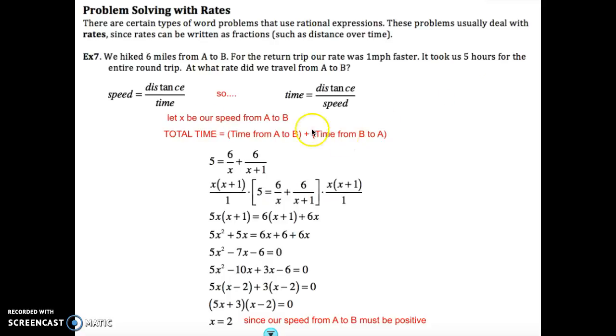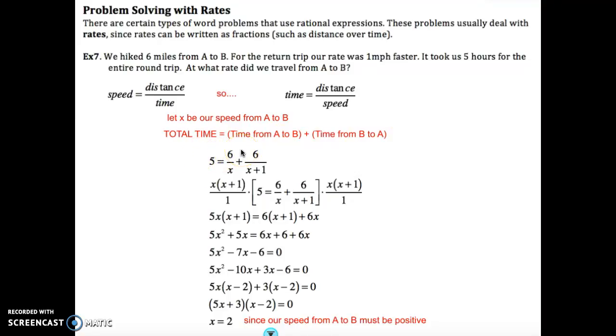In this case, we want to let x be our speed from A to B. We remember from the previous unit that speed is distance divided by time, and so time has to be distance divided by speed. Then my advice to you is set up a word equation that makes sense. The total time has to be the time from A to B plus the time from B to A. We know that that total time is 5.